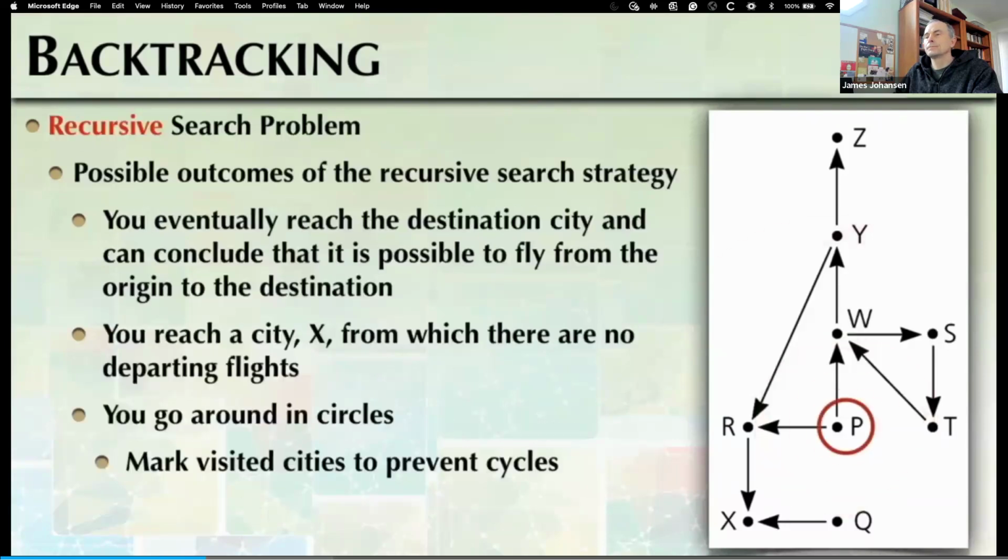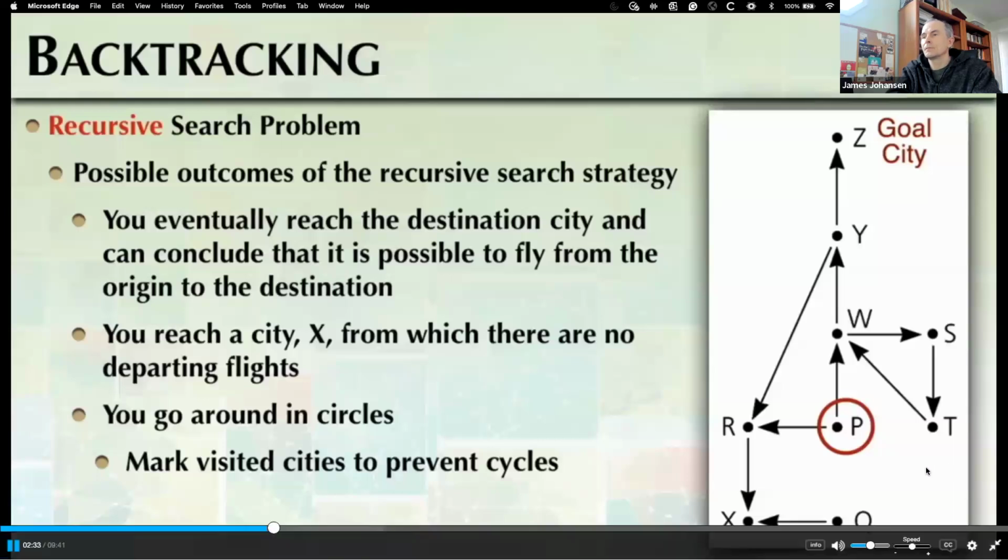Let's do a recursive search problem. We're going to look for possible outcomes that we could have from our recursion. We could eventually reach the destination city, and hey, that's a successful base case for us. Or we could reach some city, say city X, and there's no departing flights from that city. So that's a failure base case. In this case, what we're going to do is back up and try a different route from the previous city, and then repeat our recursion down that particular path from that city.